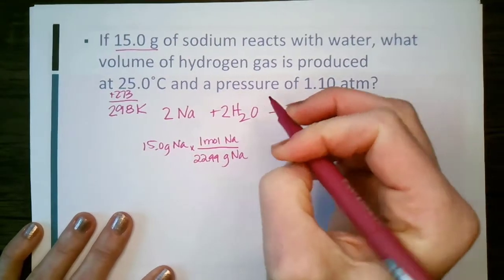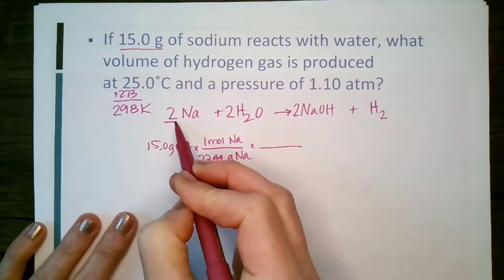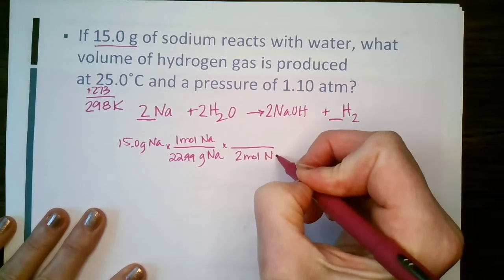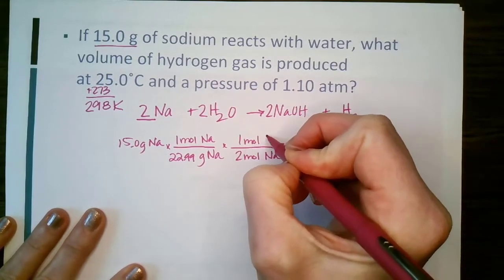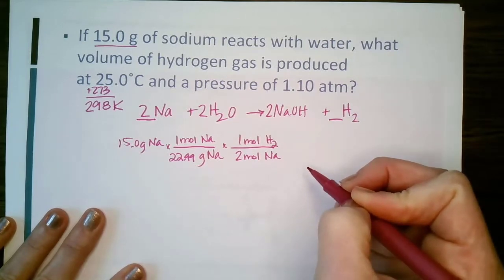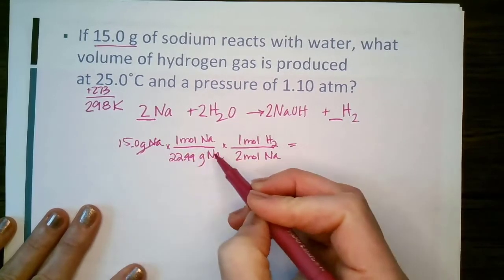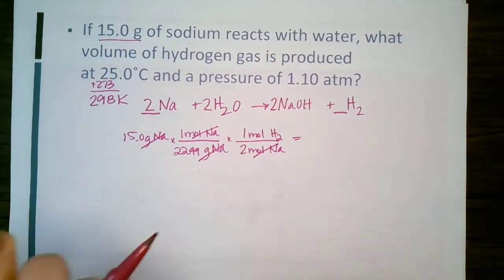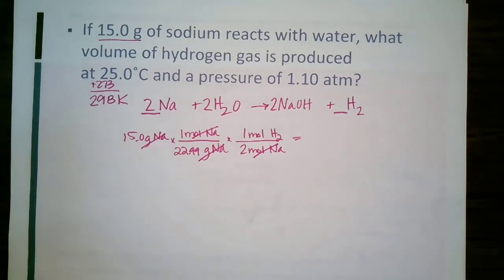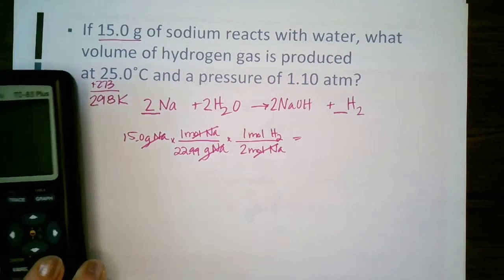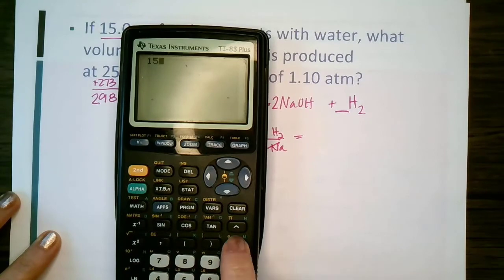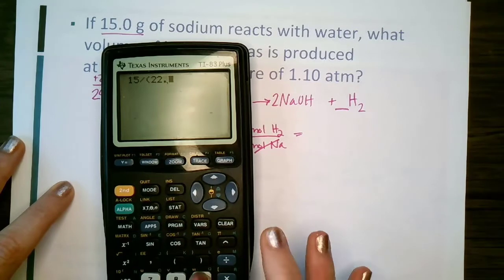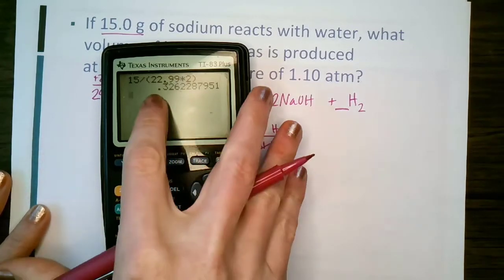And if I look at my periodic table, I should see that there's 22.99 grams of Na in 1 mole of Na. And then I can look at my stoichiometric ratio here, and there are 2 moles of Na per 1 mole of hydrogen gas. So grams of Na, moles of Na, moles of H2. So let's figure out how many moles of H2 15 grams of sodium gives me. 15 times 1 times 1, so 15 divided by 22.99 times 2.